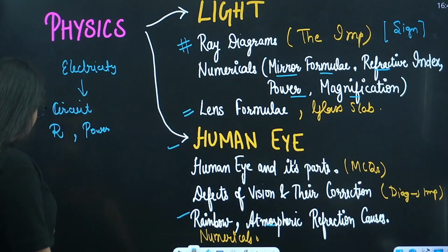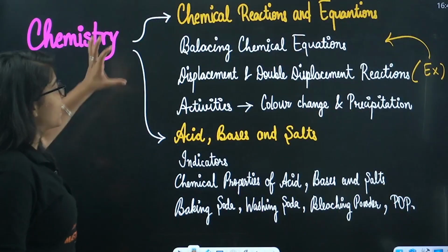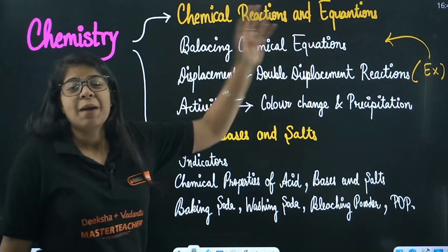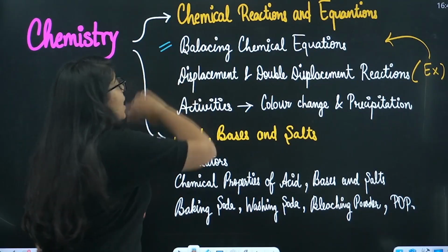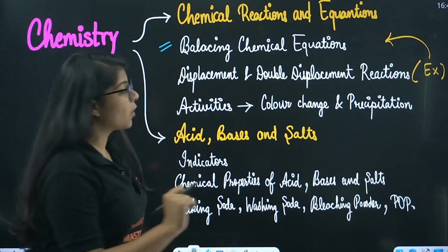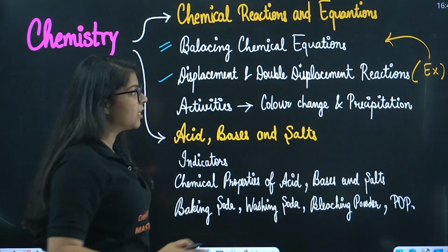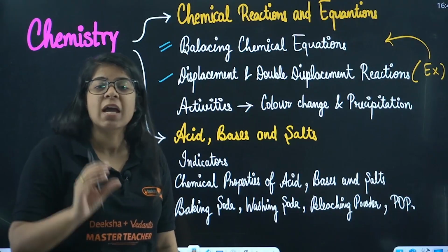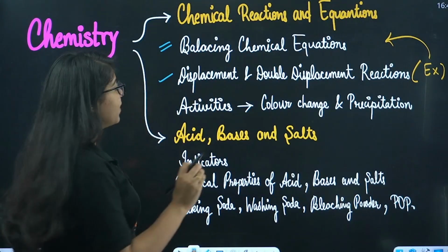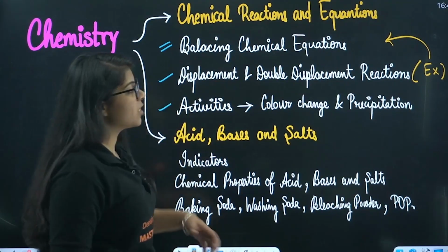Then moving on to chemistry, beta, we have chemical reactions and equations. Again, balancing is the core of this chapter, so balancing you cannot miss. Again, the video is on the channel. Then we have displacement and double displacement reactions, which we also call precipitation reactions. Go watch those, learn the examples. Then we have activities, color changes and precipitation.